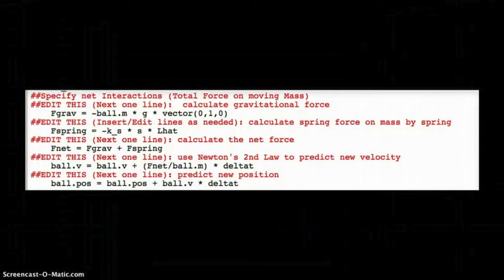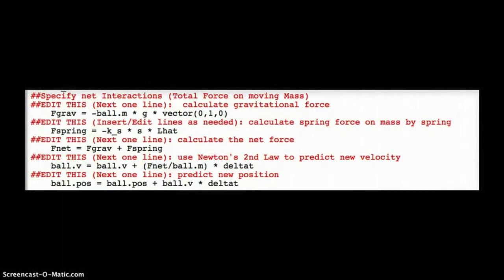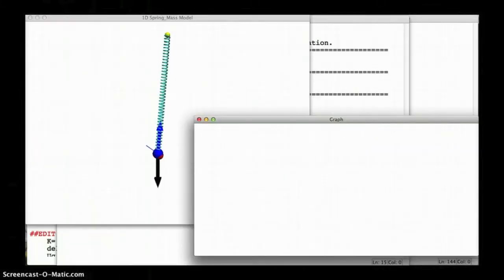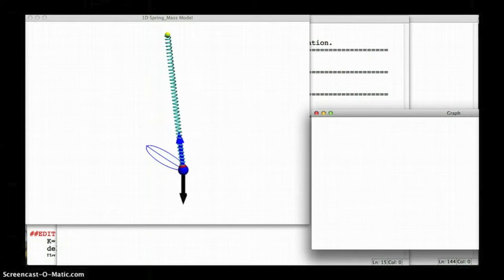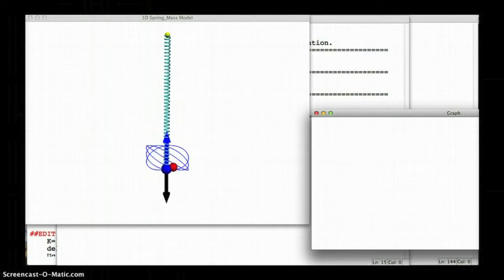In order to see if I correctly predicted the motion, I first applied the equations into the Python code and then ran it. As you can see, the red ball is the actual ball that I looked at in the video, and the blue ball is the predicted motion, and it follows it almost perfectly.